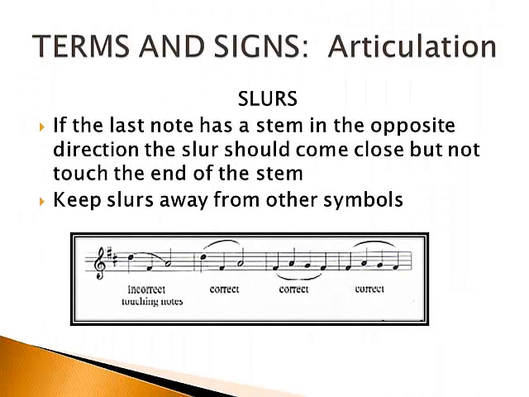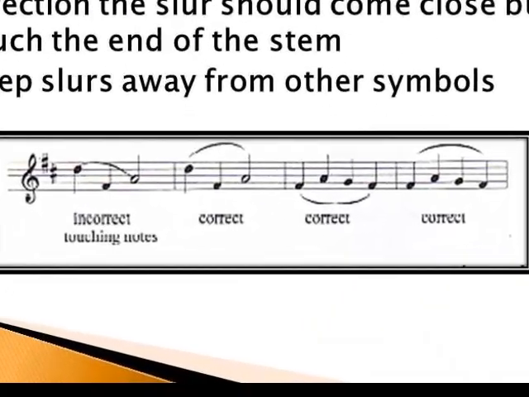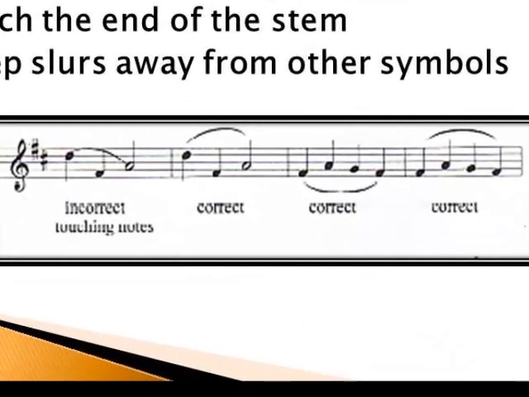If the last note has a stem in the opposite direction, your slur should come close but not touch the end of the stem. In the first example, it's not correct because it's going from note head to note head, which we saw was the correct way when the stems are all going in the same direction. But when the last stem is in a different direction, it's going to go from note head to almost to the end of the stem.